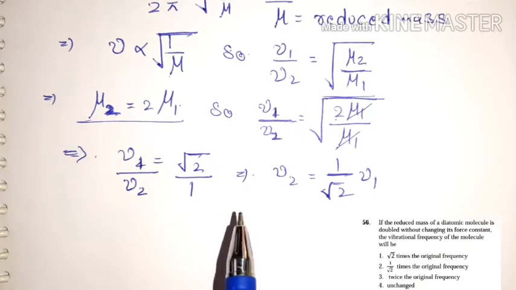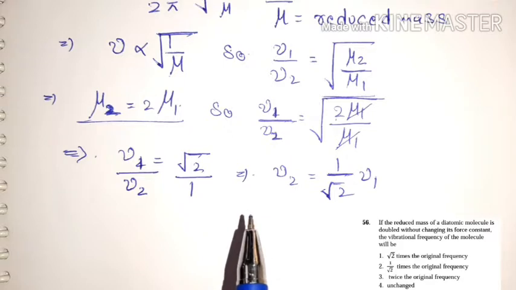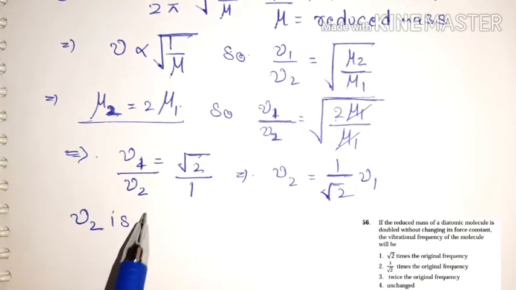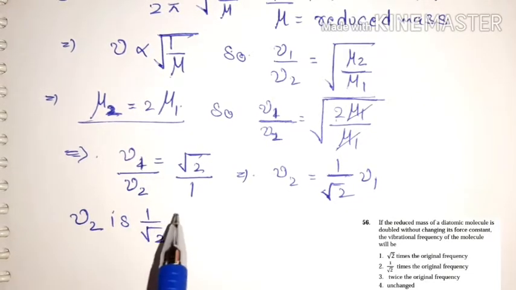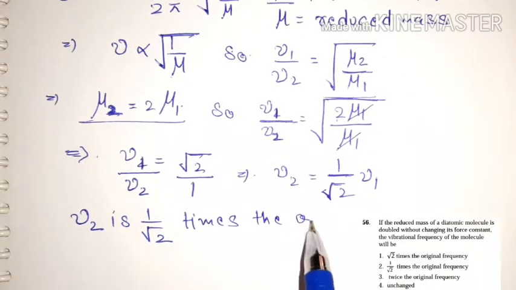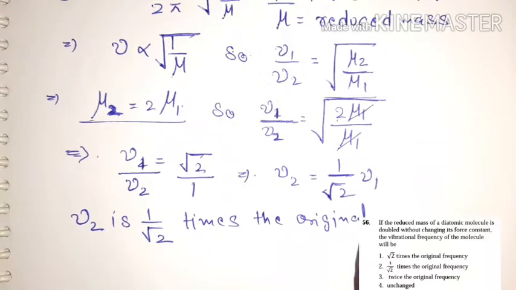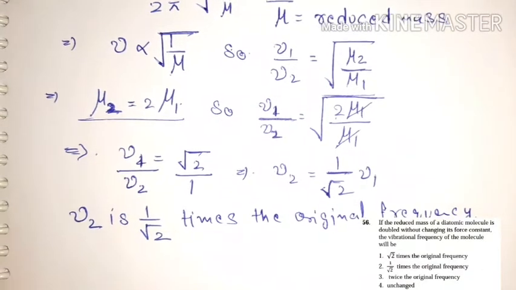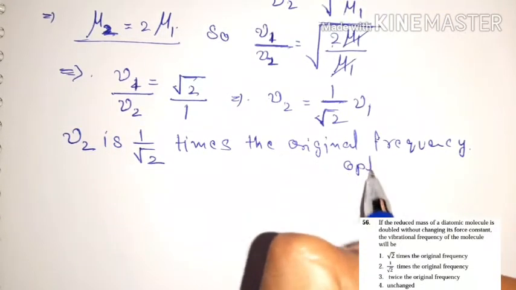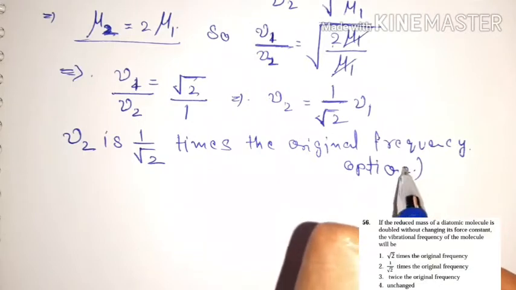So it means the relationship is nu2 is equals to 1 by root 2 times the original frequency. And this is your option number second. It is your option number second, see in the corner.